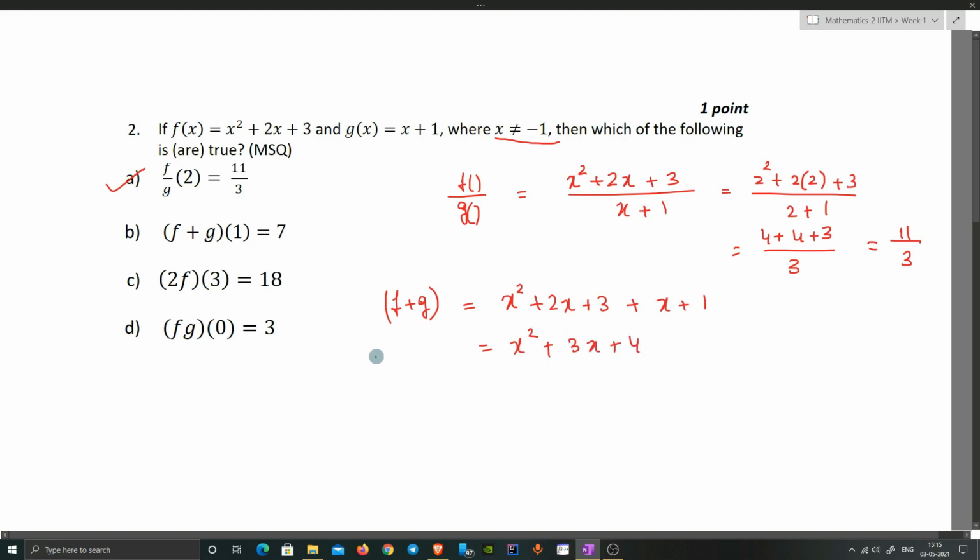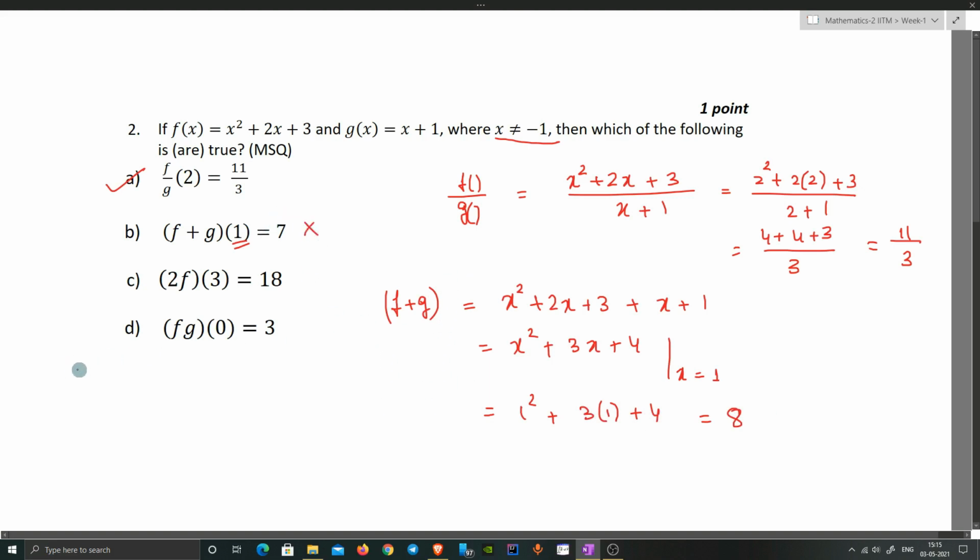So they are asking us to substitute x is equal to what? x is equal to 1. So we'll have 1 square plus 3 into 1 plus 4. So this is nothing but 3 plus 4 is 7, 7 plus 1 is 8. So they have given the wrong option.